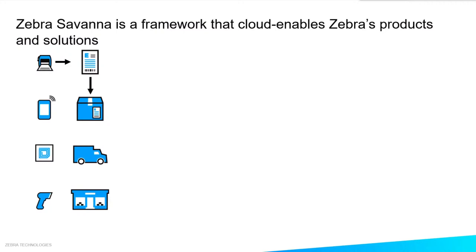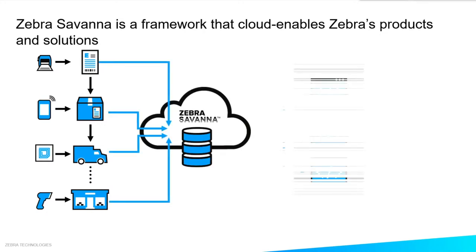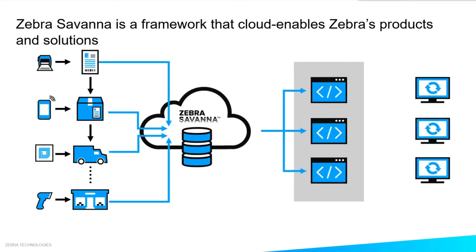So Savanna is a framework that we've created that allows all of our edge devices to communicate easily through to the cloud, where from that point we can do a lot of capabilities. For example, in this diagram you see where we have a printer or a mobile or an RFID reader, where that data can be captured on the device and not just sent to your waiting database, but it can also be sent other places immediately.